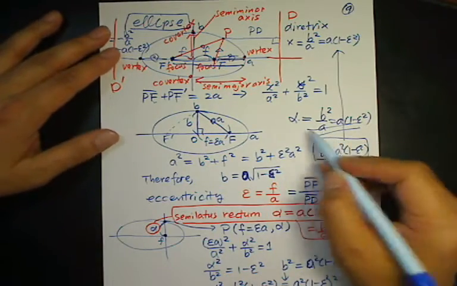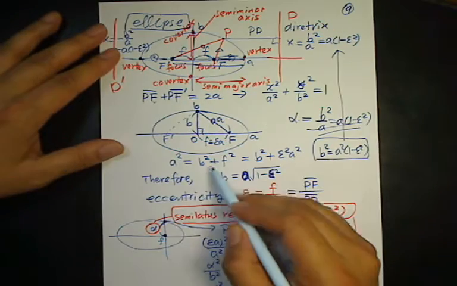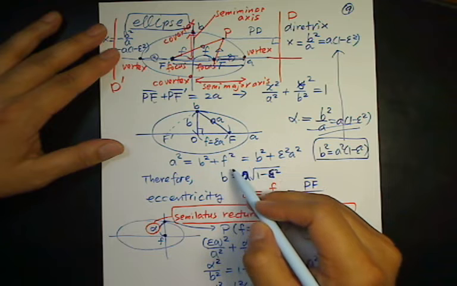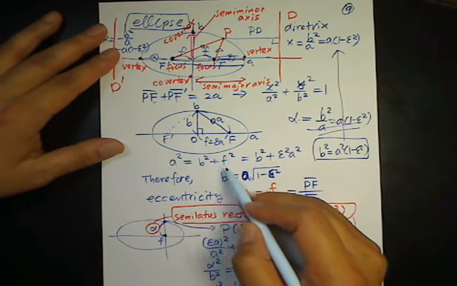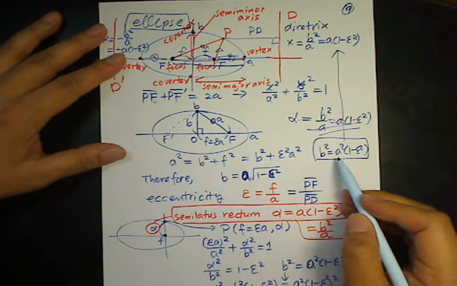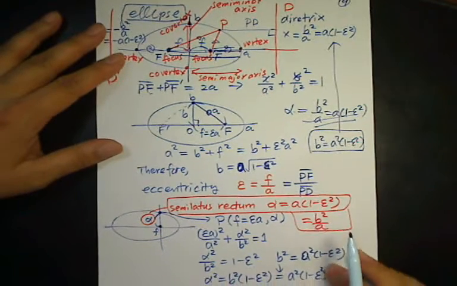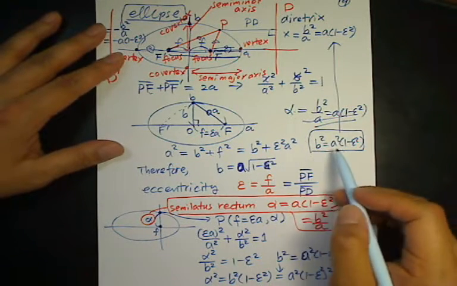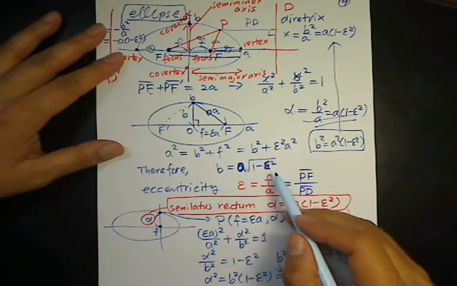We find that a squared equals b squared plus f squared. Substituting epsilon a for the focus, we find b squared is a squared times 1 minus epsilon squared. From here, b is a times the square root of 1 minus epsilon squared.